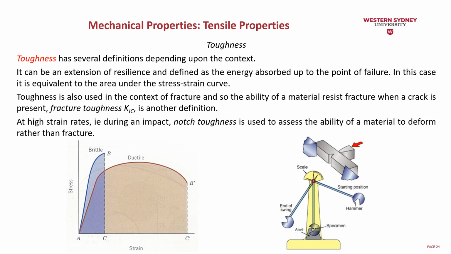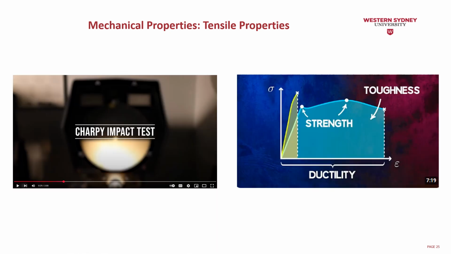At high strain rates, for example during an impact, notch toughness is used to assess the ability of the materials to deform rather than fracture. So the hammer will hit it, and we're going to have the notch. This notch is going to tell us exactly what the ability of the material is to deform rather than fracture. Once again, you can watch these two videos about the Charpy impact test and about ductility, and I'm going to send you the link in the description of the video.